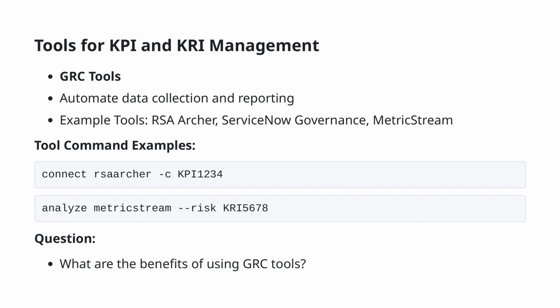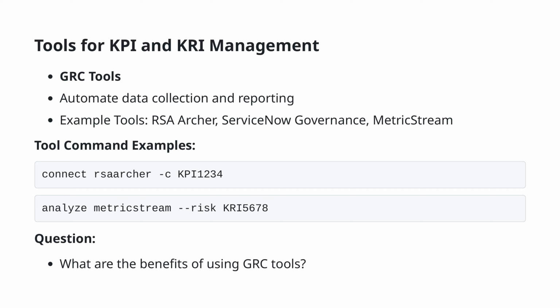In this slide, we are discussing essential tools for KPI and KRI management. Governance, risk, and compliance (GRC) tools are instrumental in automating the data collection and reporting processes. Notable examples of these tools include RSA Archer, ServiceNow Governance, and Metric Stream. By utilizing these tools, organizations can streamline the monitoring and analysis of their key performance indicators, KPIs, and key risk indicators, KRIs. This automation allows for more accurate and timely insights, reducing the manual effort required for data management.